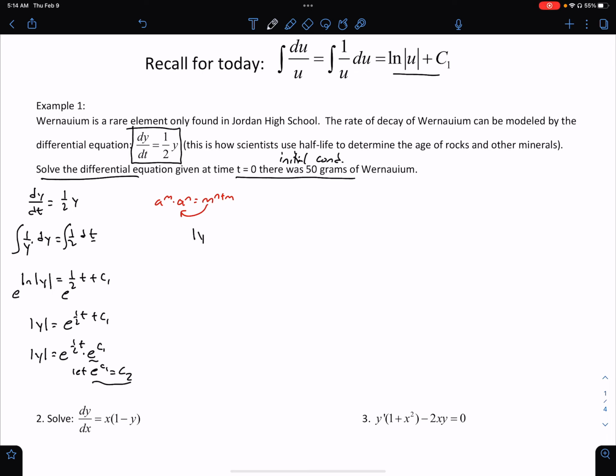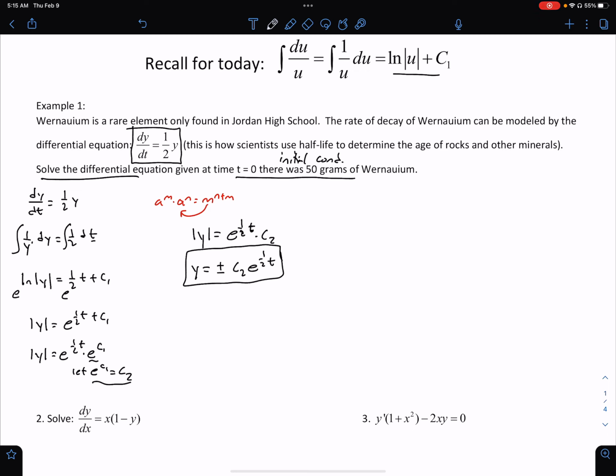So we get the absolute value of y equals e to the 1/2 t times c2. Now, I'm going to rearrange this order, make the constant first, and I'm going to get rid of the absolute value of y. So this becomes y equals plus or minus c2 e to the 1/2 t.